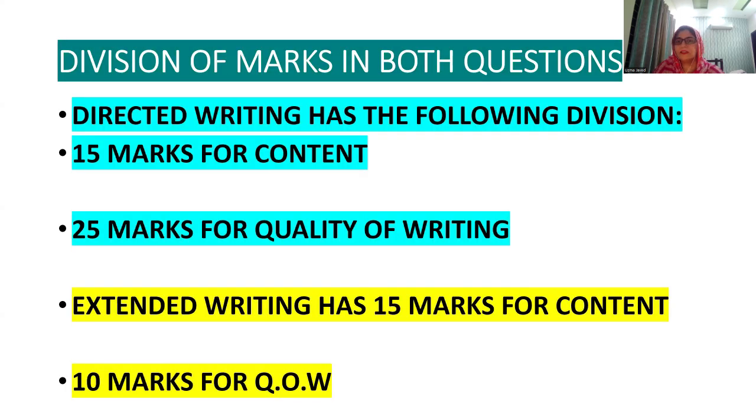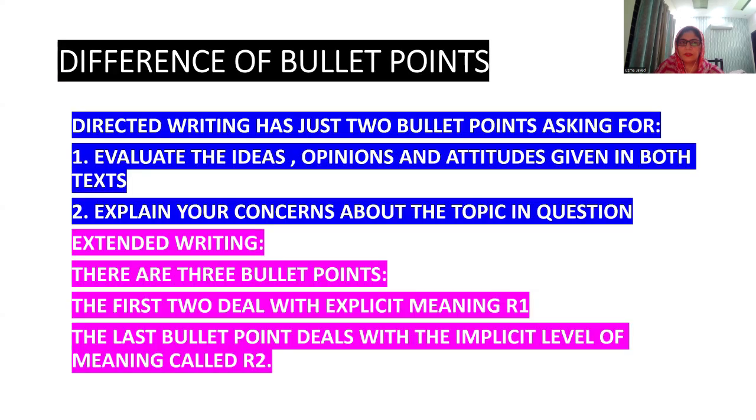Now let's look at the division of marks in both the questions. Directed writing has the following division. There are 15 marks for content and there are 25 marks for the quality of writing. This is how it makes a total of 40 marks. Whereas in extended writing, there are 15 marks for content and there are 10 marks for the quality of writing. The detail will be shared further.